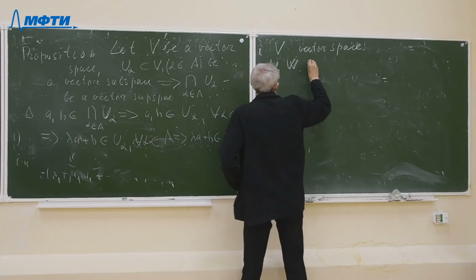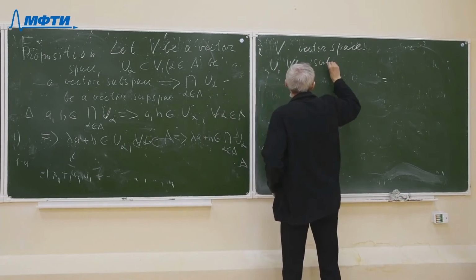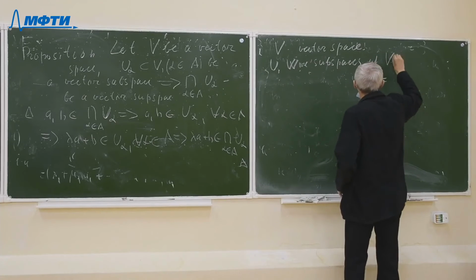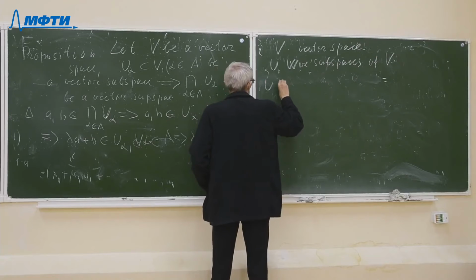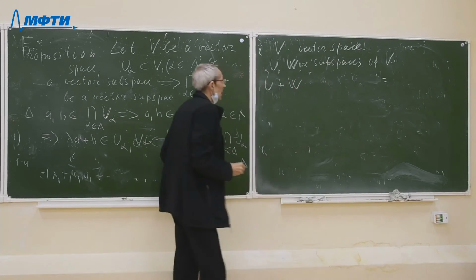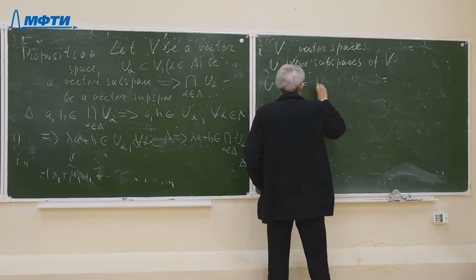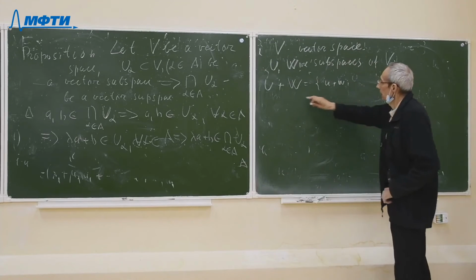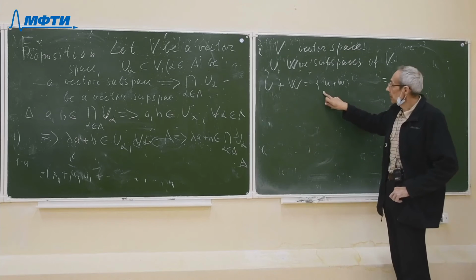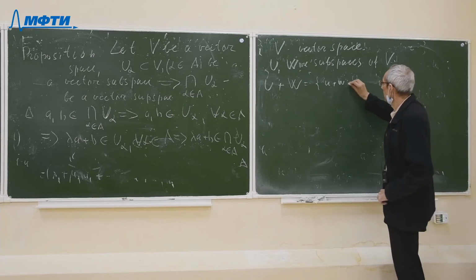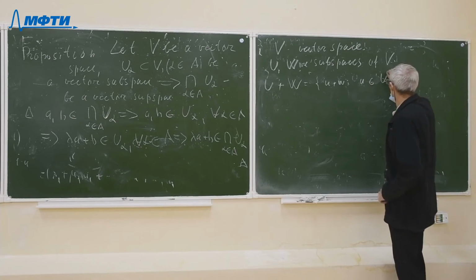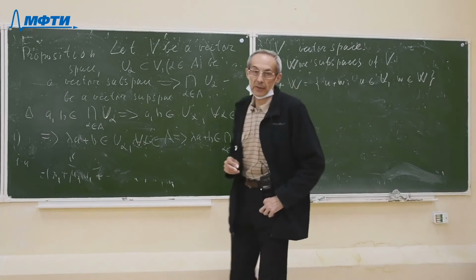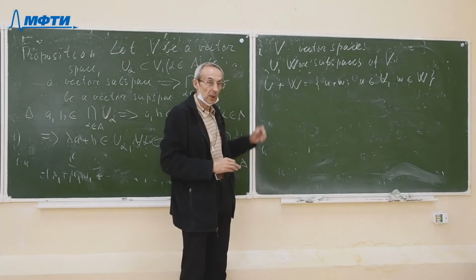U and W are subspaces of V. By definition, let U plus W be the set of all sums. Capital U plus capital W is the set of all sums u plus w, where u belongs to capital U and w belongs to capital W. I assert that the set of all such sums is a vector subspace.